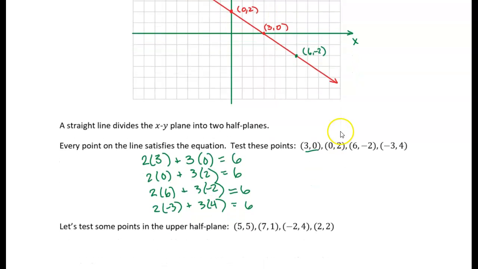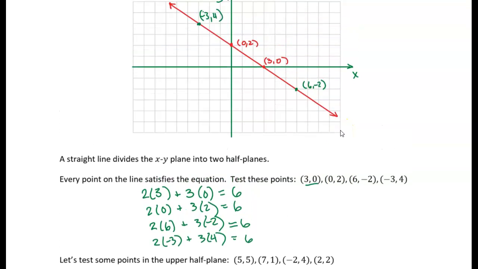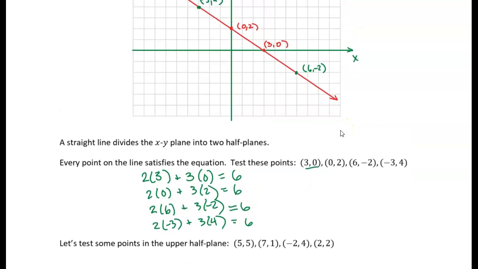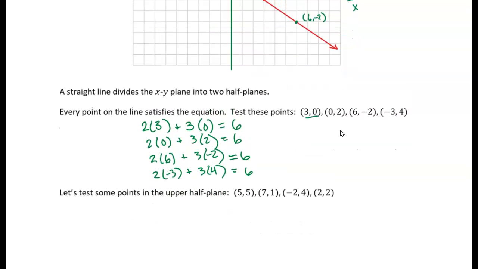So let's take a look at some other points. Let's test some other points. I wish I could make this all at once on the same screen, but we'll scroll back and forth. We're just going to put them into the equation and see what happens. My equation is 2x plus 3y equals 6. If I put in the point 5, 2 times 5 plus 3 times 5, that's 10 plus 15, which gives me 25. That is not equal to 6.